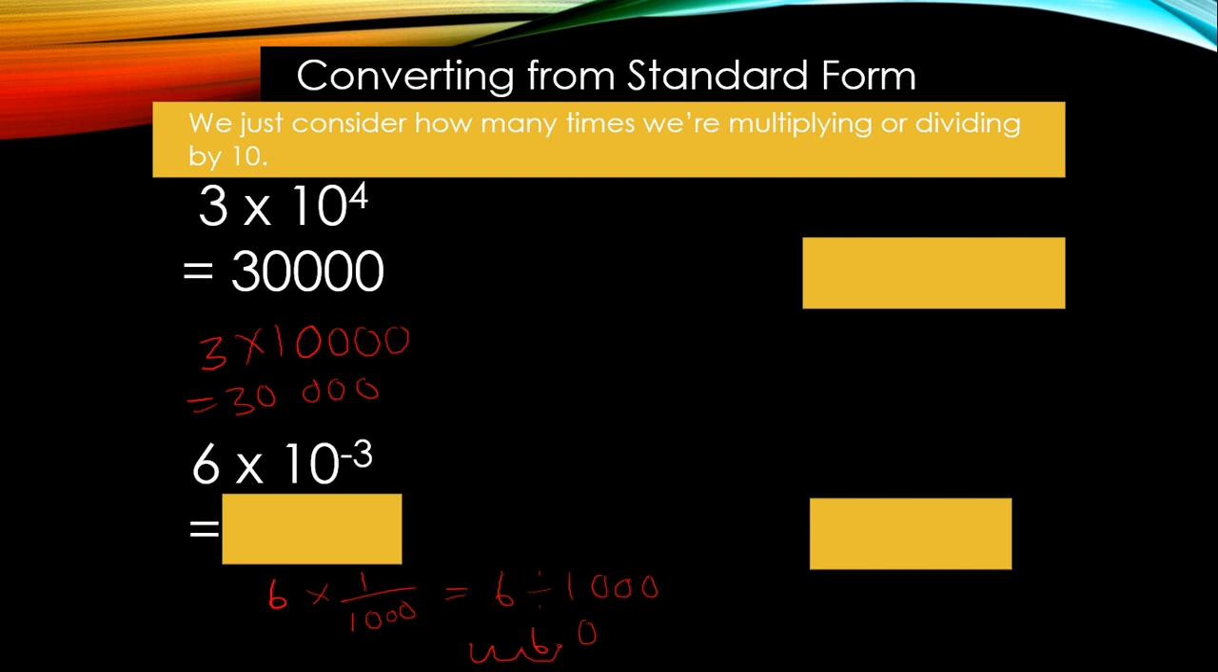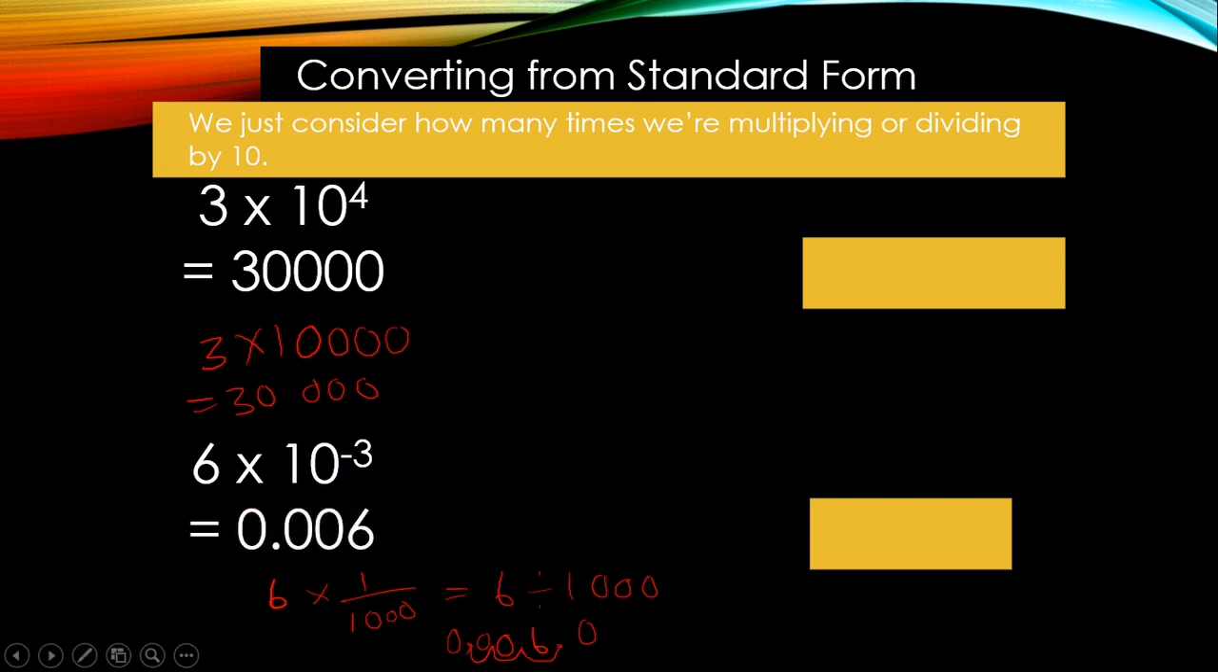So if our new decimal place is here, it means we're going to replace this with placeholders. All right. So it will be 0.006. Let's check if our answer is correct. 0.006. Yes, our answer is correct. Let's try another one.